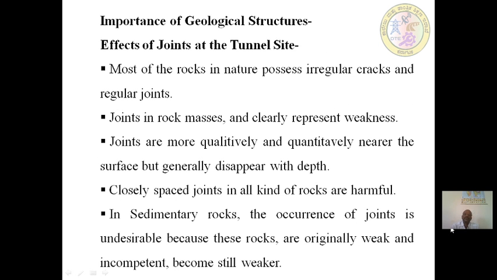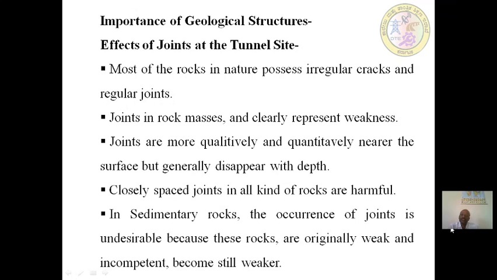Importance of geological structures. Effects of joints at the tunnel site. Most of the rocks in nature possess irregular cracks and regular joints. Joints in rock masses clearly represent weakness. Joints are more numerous, both qualitatively and quantitatively, nearer the surface but generally disappear with depth.